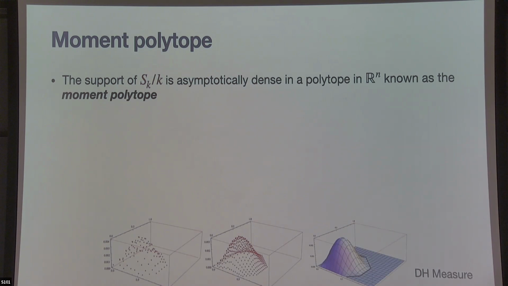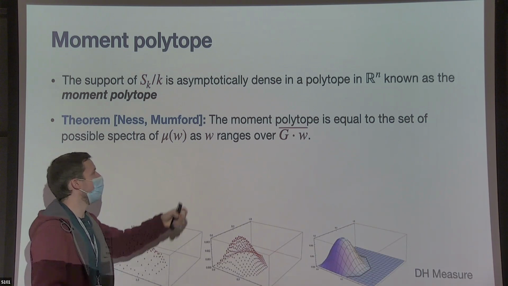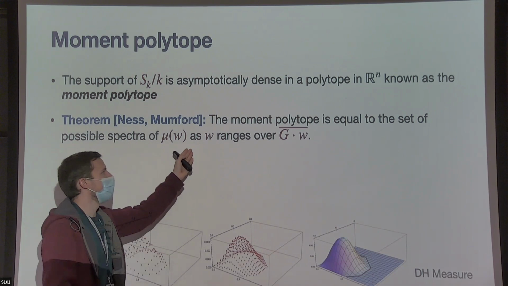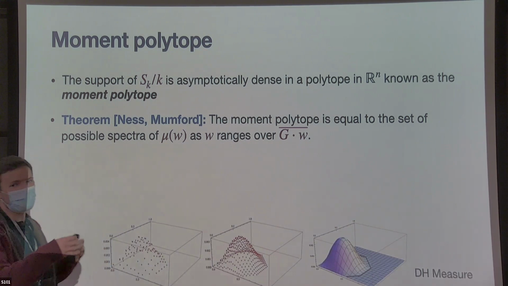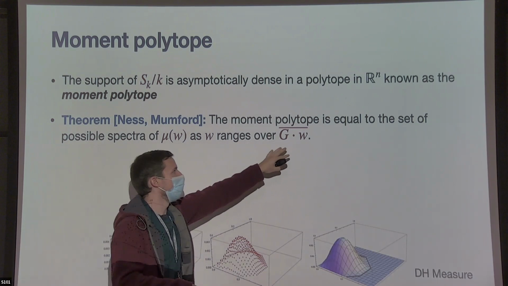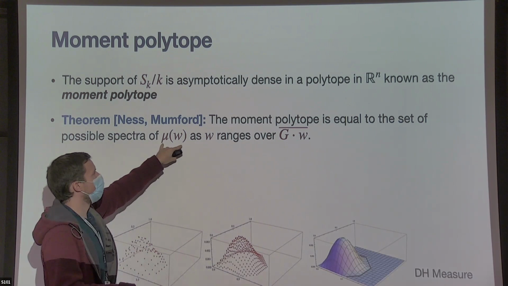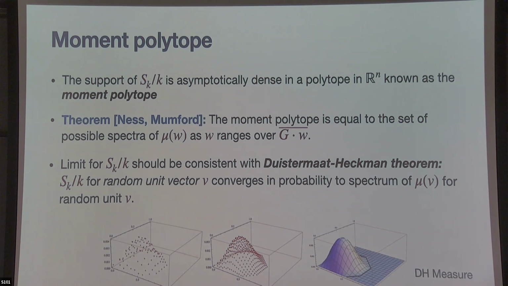And a cool fact, if you haven't seen it, is that this random variable S_k over k is going to fill out this polytope called the moment polytope. And it turns out that this moment polytope is the same as the set of spectra of moment maps over the orbit closure of v, which is actually very surprising. You have some funny continuous set, and you take eigenvalues, and then somehow at the end you get a polytope. Yeah, the set of all gradients happens to be a convex polytope.